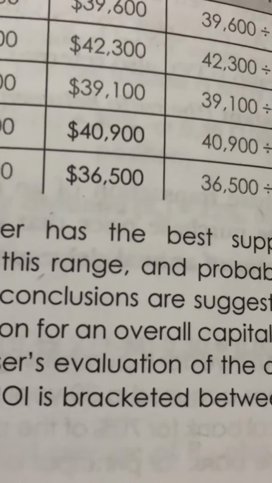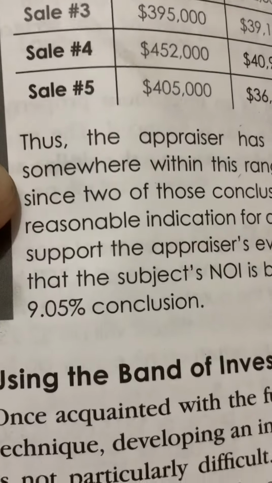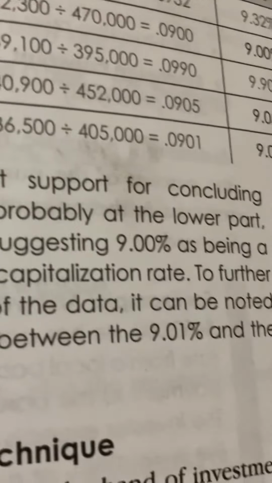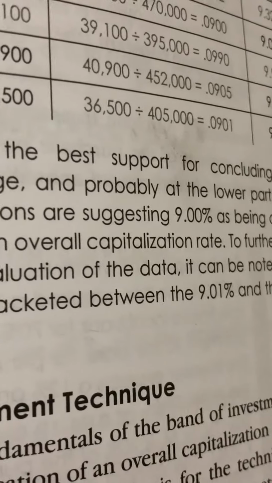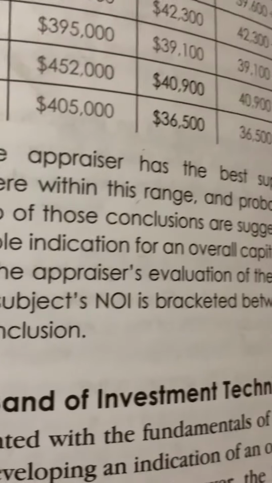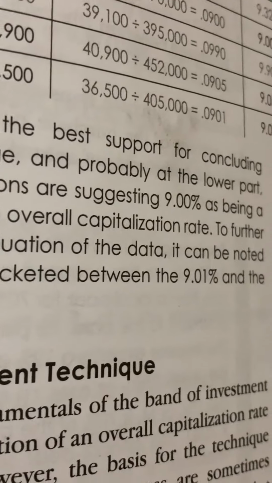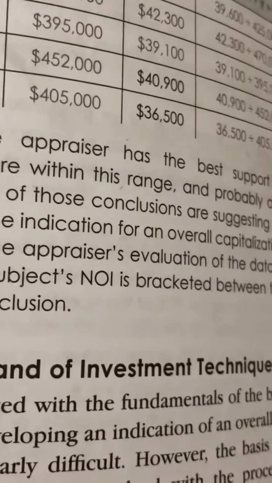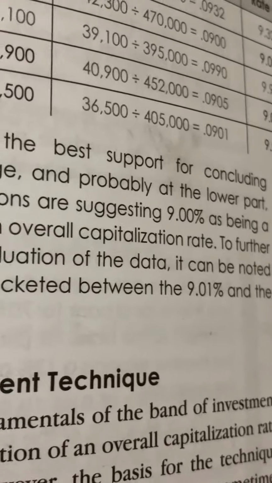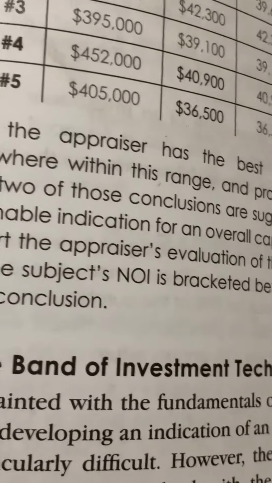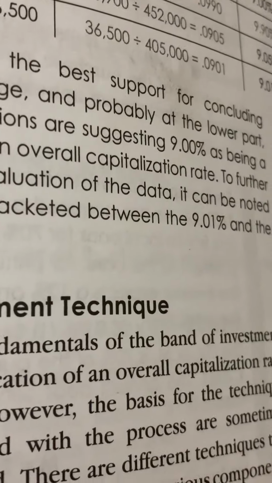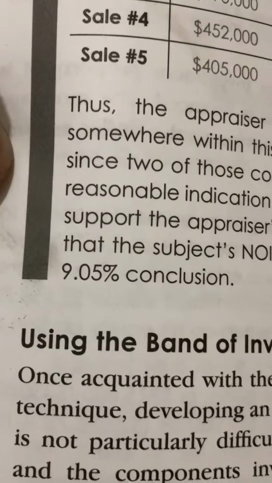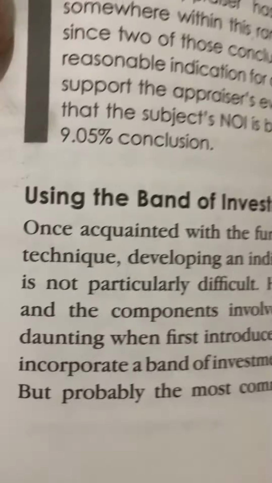I think what they kind of did was they aimed for the middle. Thus, the appraiser has the best support for concluding somewhere within this range, and probably at the lower part, since 2 of those conclusions are suggesting 9.00% as being a reasonable indication for an overall capitalization rate. To further support the appraiser's evaluation of the data, it can be noted that the subject's NOI is bracketed between the 9.01% and the 9.05% conclusion.